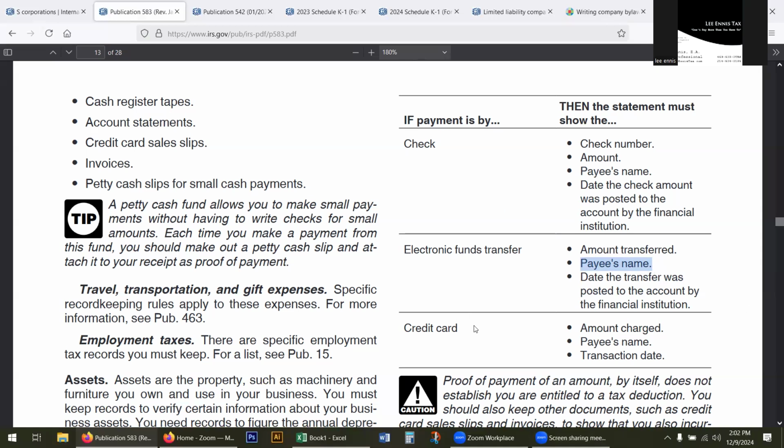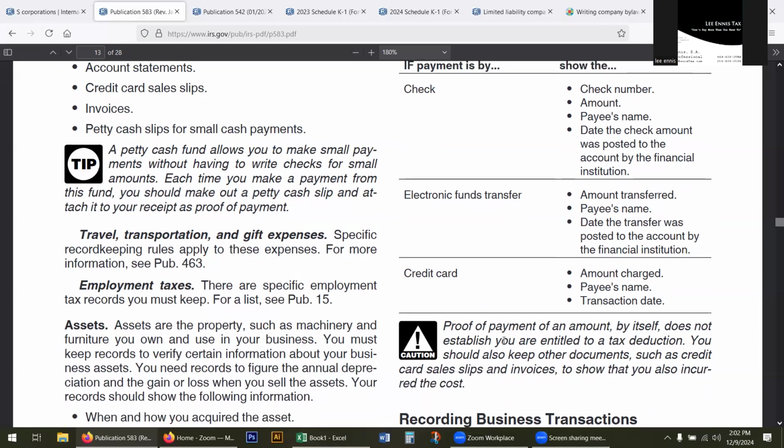All right, credit cards. Again, this is something that took a long time to come about because for a long time the IRS did not accept just simple credit card statements and bank card statements. And so it's very simple. It's amount charged, the payee's name, and the transaction date, right? They do put a caution here though. It says proof of payment of an amount by itself does not establish you are entitled to a tax deduction.